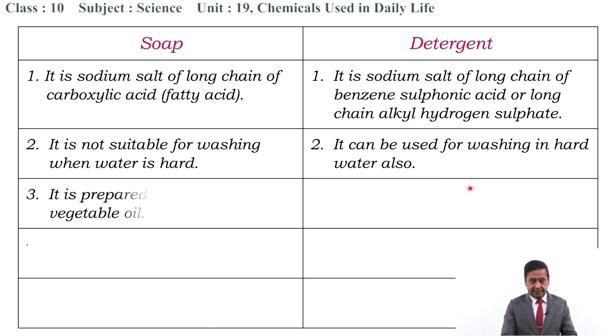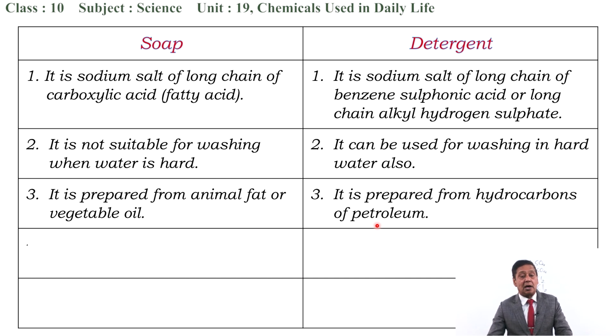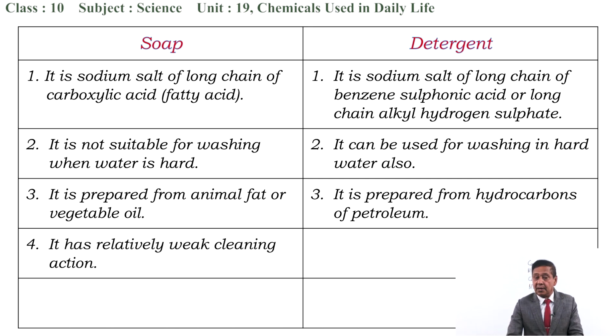Okay, now next. Soap is prepared from animal fat or vegetable oil. The major raw material for soap is what? Animal fat or vegetable oil. Detergent is prepared from hydrocarbon of petroleum. The major raw material is hydrocarbon, which is obtained from petroleum. And next, soap has relatively weak cleansing action in comparison with detergent.